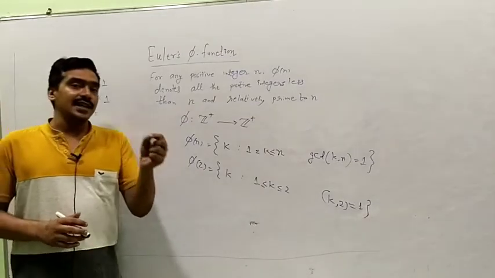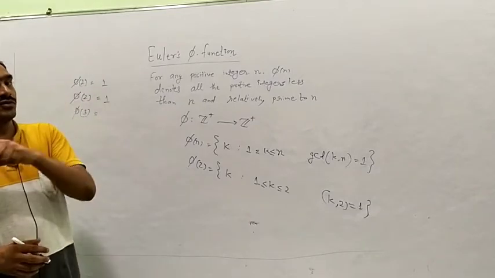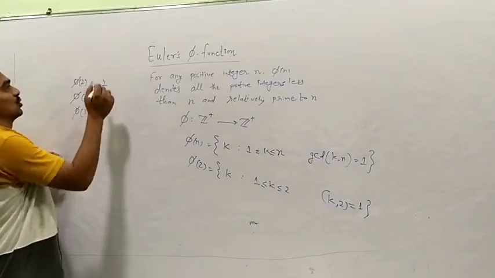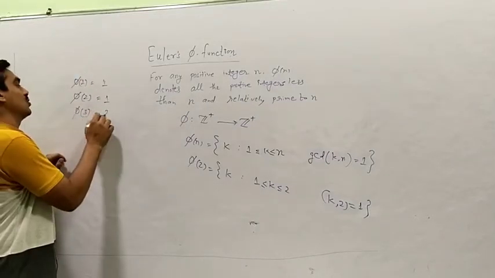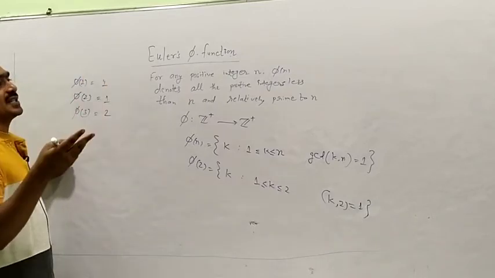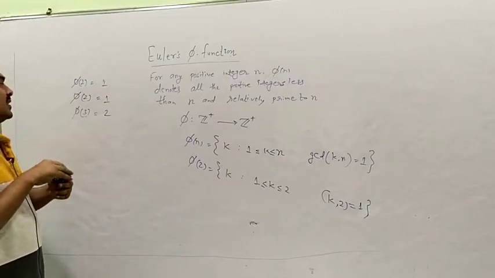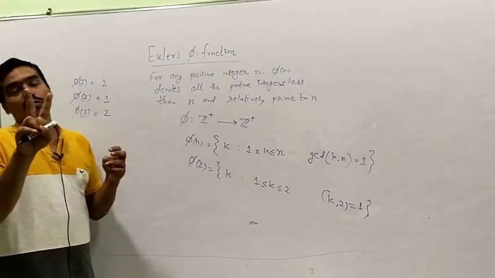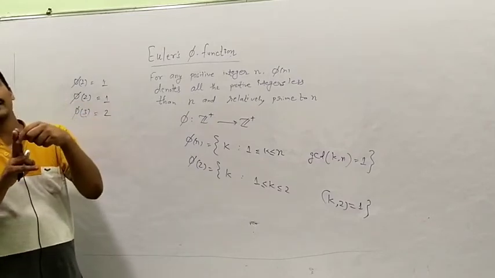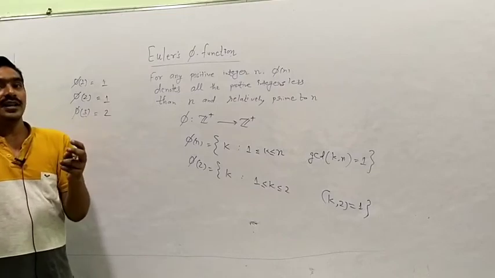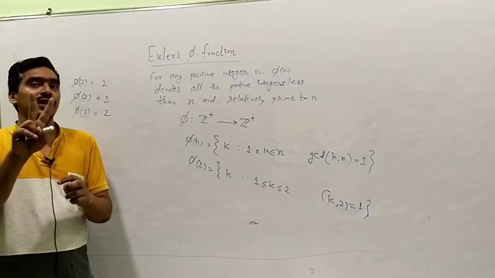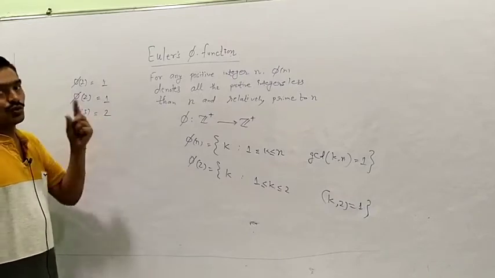So what about phi 3? The number of integers less than 3 and relatively prime to 3 is 1 and 2 both. So the total number of integers is 2. How many positive integers are less than 3 and relatively prime to 3? We have only 2 integers such that they are less than 3 and relatively prime to 3, and the integers are 1 and 2. That is a total of 2 integers. So write here 2.